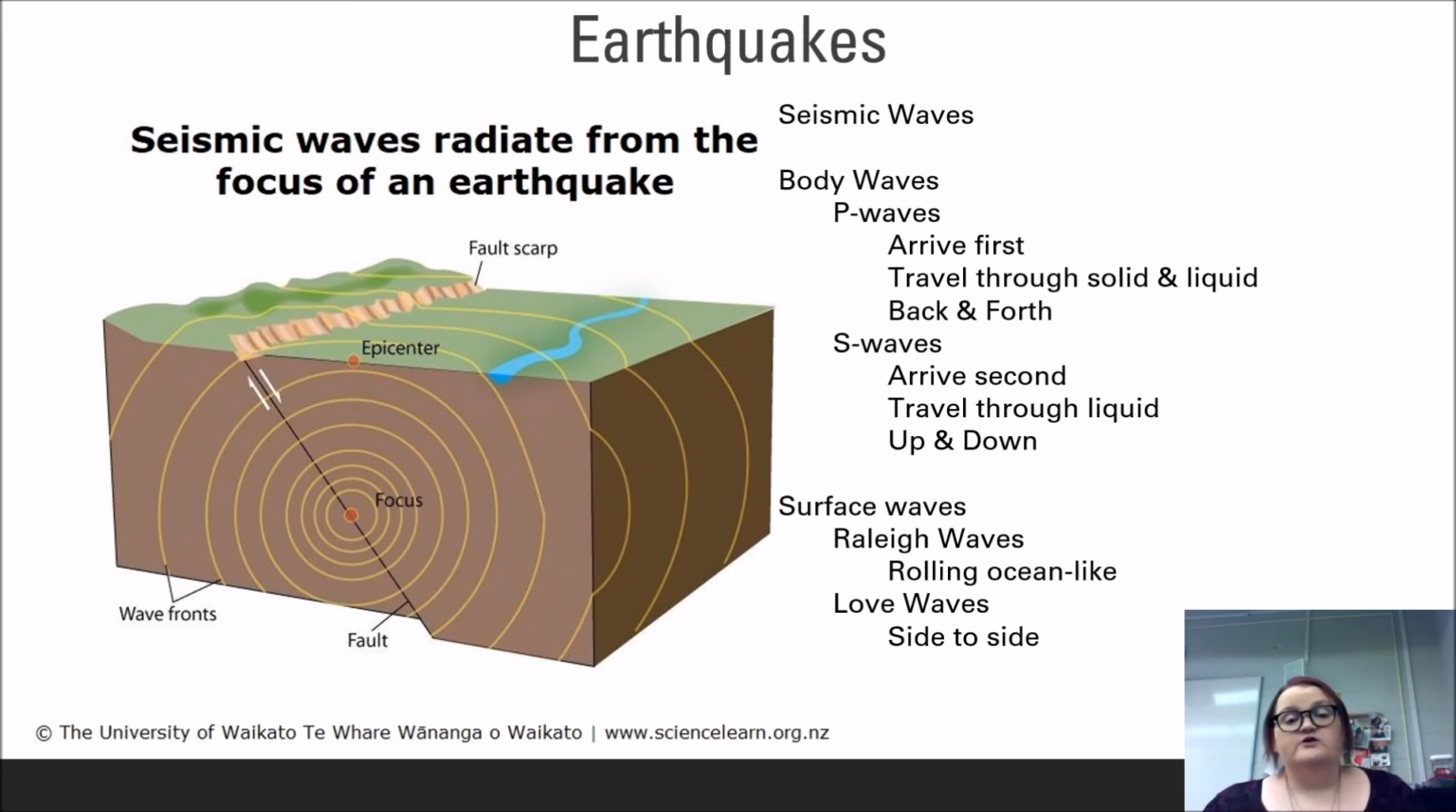Surface waves are those that cause the damage that we see on the surface. Rayleigh waves are those that cause a rolling motion, very similar to the way ocean waves move. Love waves cause a side-to-side motion. These four waves together, depending upon their distance from the epicenter and their magnitude, can cause vast amounts of damage and loss of life.